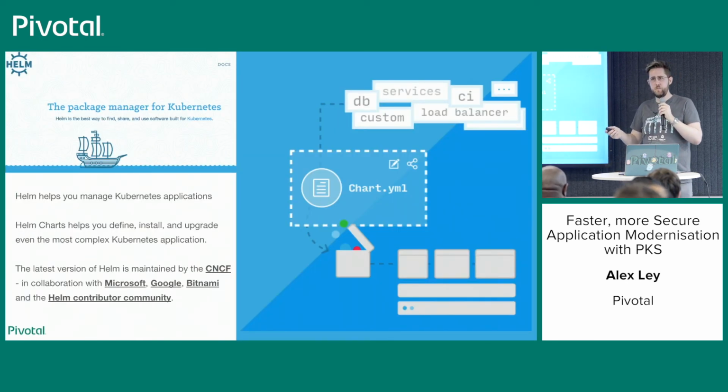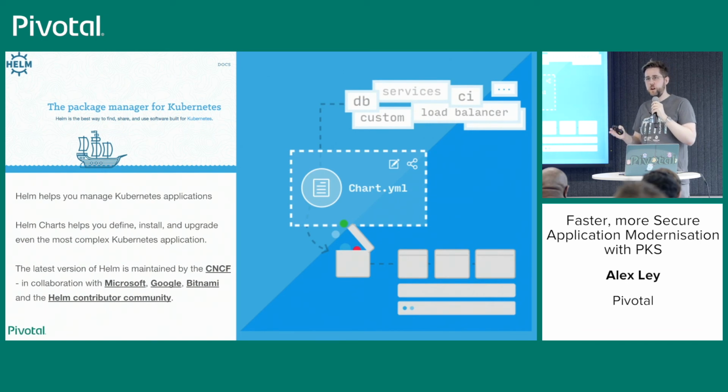Is anyone familiar with Helm or tried Helm on Kubernetes? Okay, we've got a few people. This is an interesting concept, they call these Helm charts, and we're going to hear a bit more about this in the demo later. The idea behind a Helm chart is that it's a description of how to run this software on Kubernetes.